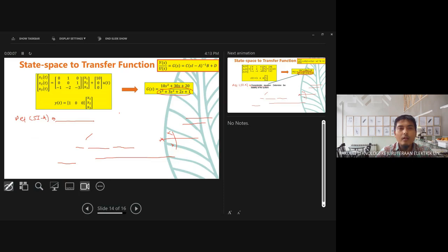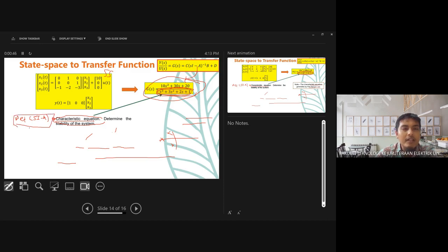Okay. So, I would like to mention again. According to the question, this is a state space. And then after you apply this formula, this is the transfer function. Okay. And then as usual, in order for you to determine the stability of the system, you just need to refer to the denominator part. So the denominator part is the characteristic equation. We call it a characteristic equation. And for this we just need to calculate the determinant sI minus A only.